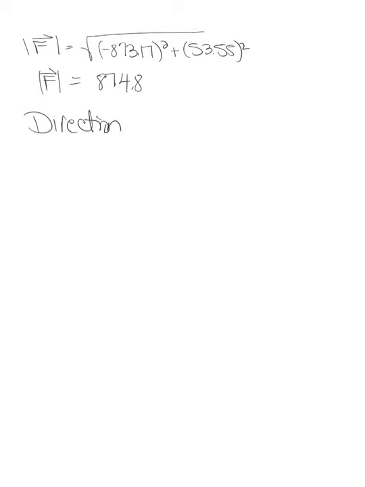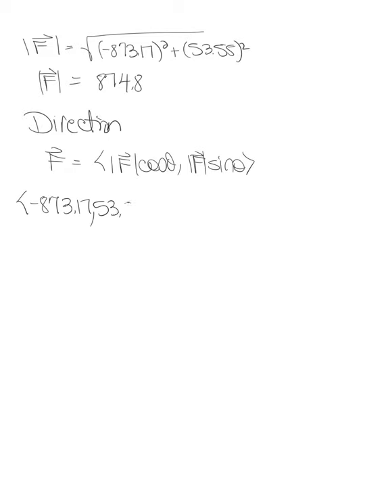And this is where things get especially different from what you've seen in the past. To determine its direction, we have a couple of pieces of information that we know. Remember, our vector, by definition, we're looking for the angle. That would be the magnitude of F times the cosine of the angle that it makes with the positive x-axis, and the magnitude of F times the sine of that angle. Well, I know what the vector F looks like. In component form, it has components negative 873.17 and 53.55. I also know its magnitude is 874.8.